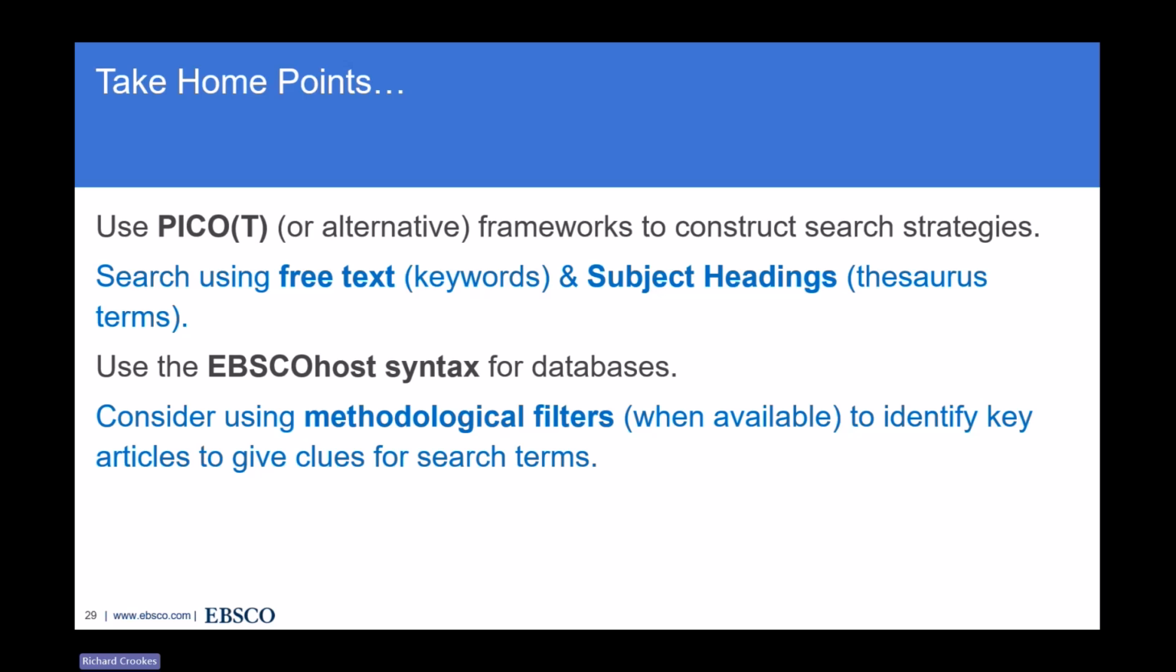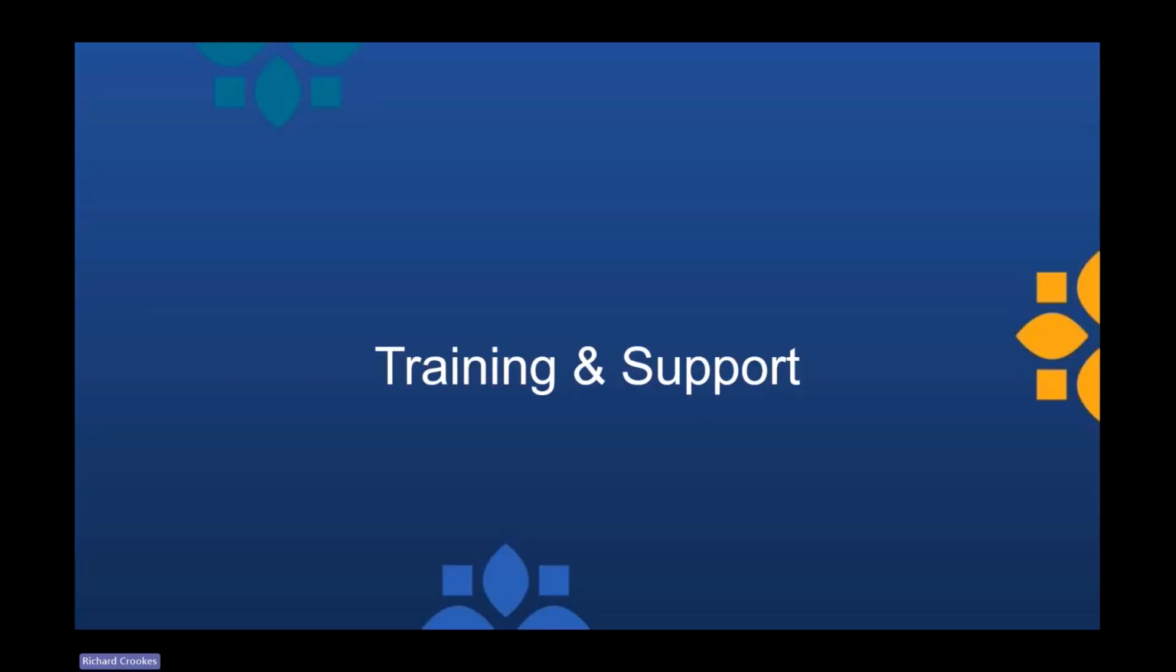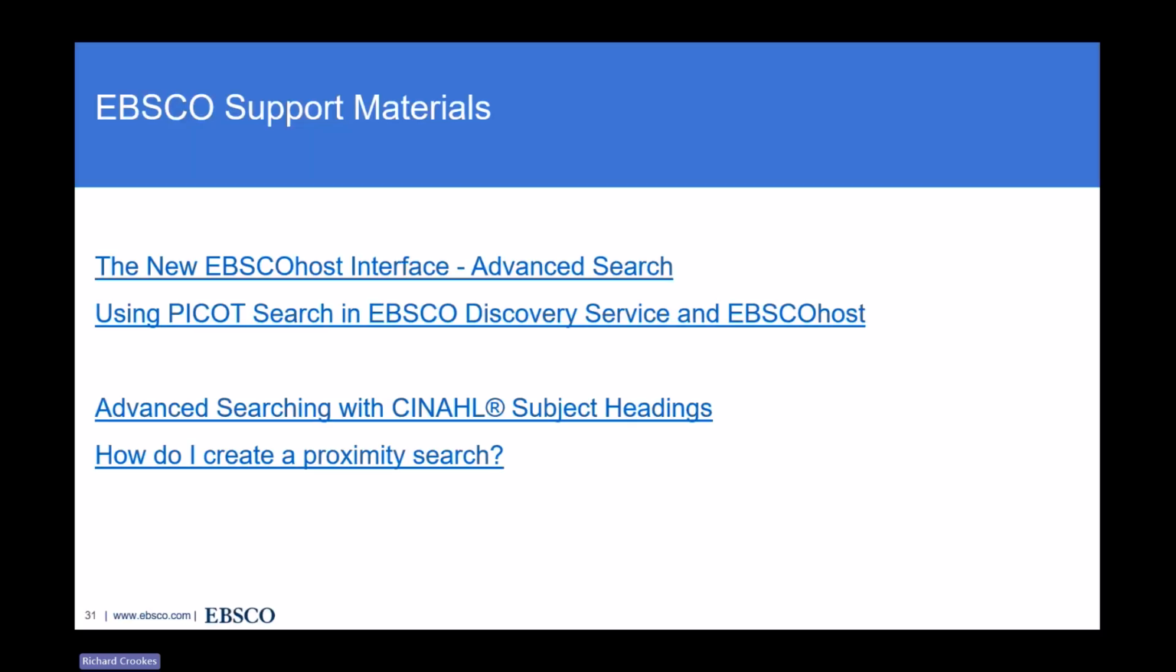Consider using the methodological search filters. I just briefly previewed them, explaining what they are and where you can find them. That might be something you start off with to find what's out there in a broader search approach. And then we do provide training support, and I've included some key documents here in relation to use of tools. I didn't detail the PICO search app. I did show you it briefly, but there is a document detailing that as well, and also more information about creating a proximity search.